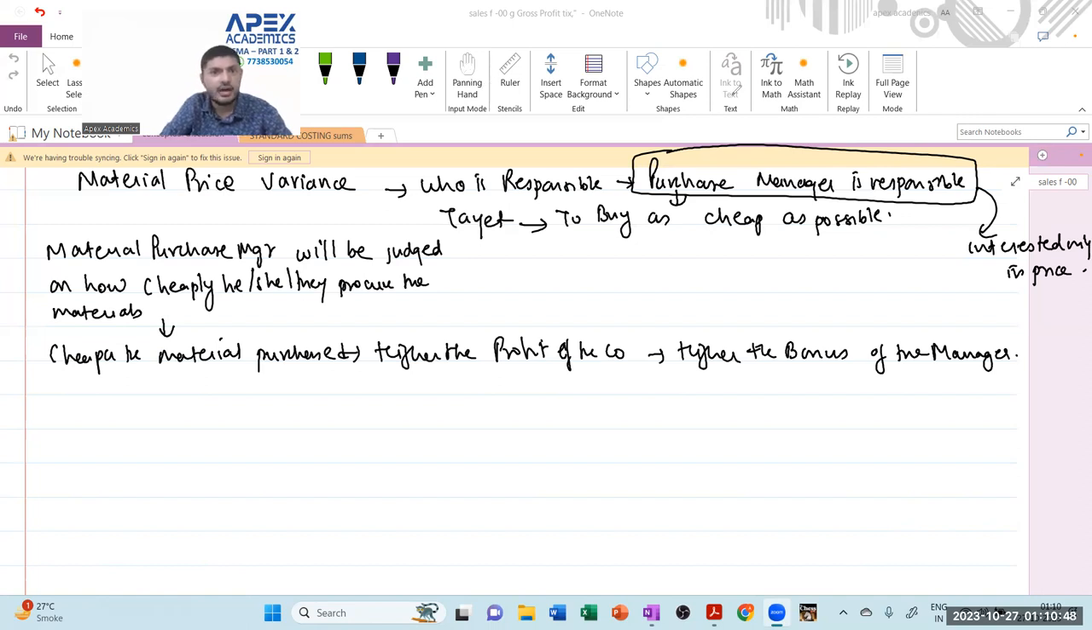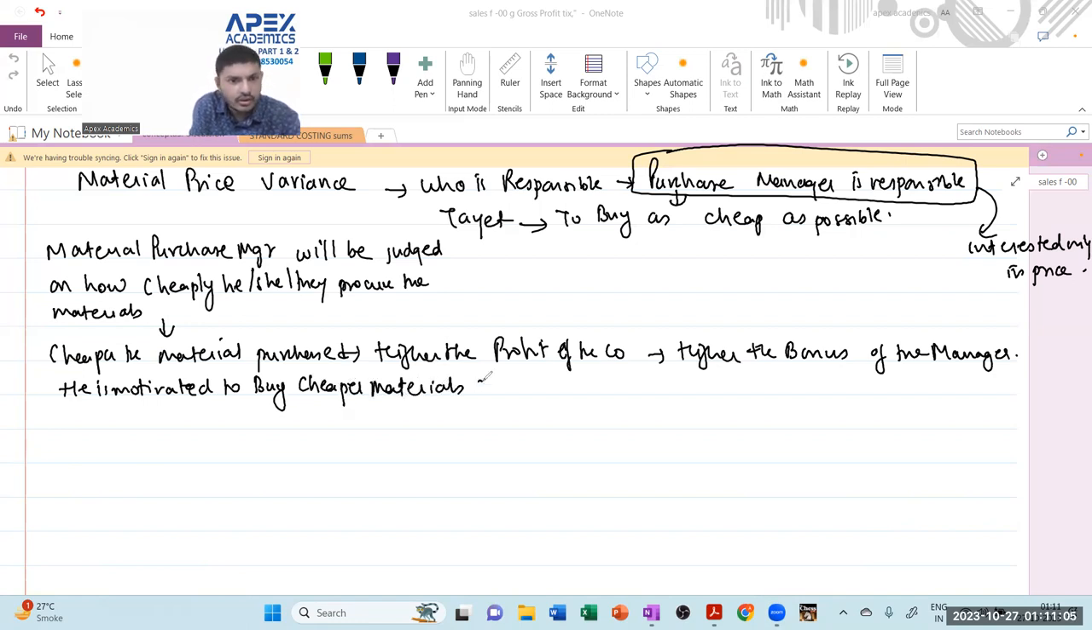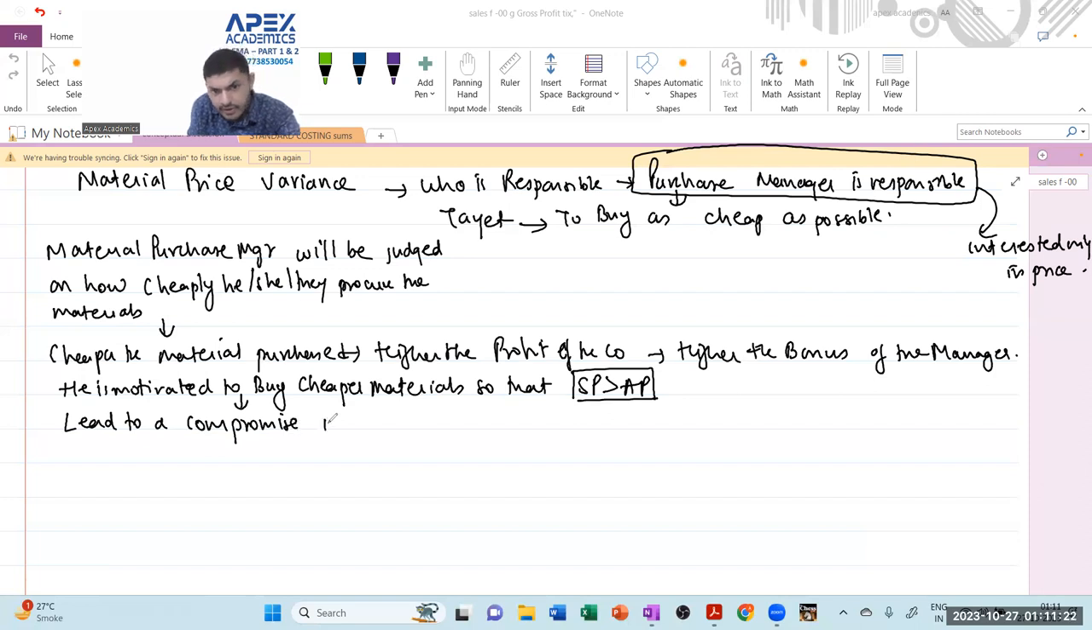Now, next. He is motivated to buy cheaper materials so that standard price always stays greater than actual price. But what will happen because of this? This will lead to a compromise in the quality of the materials.